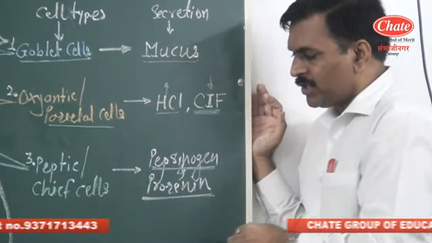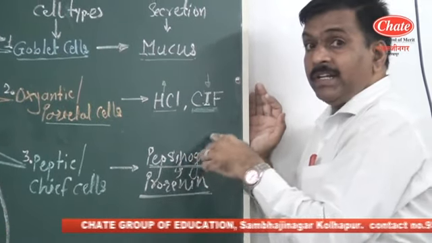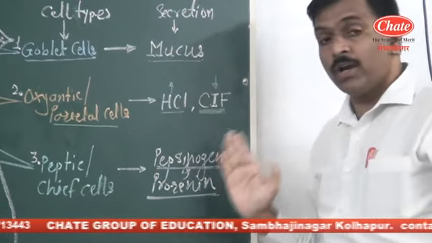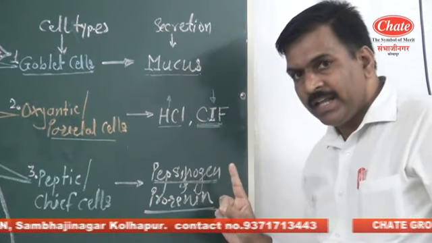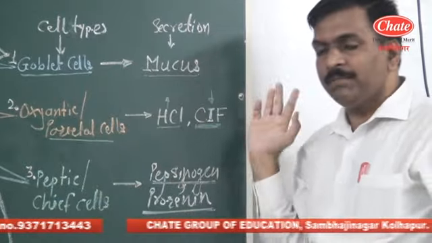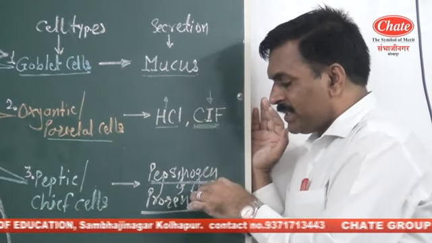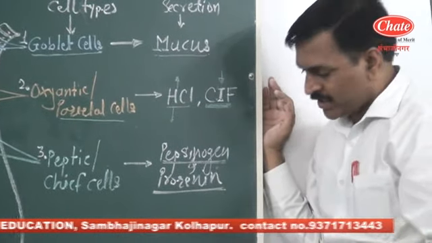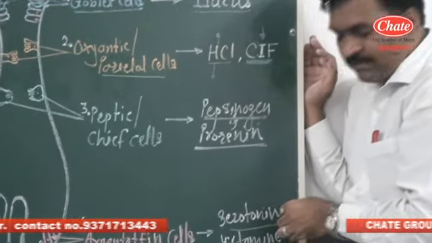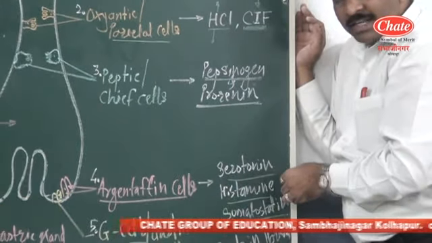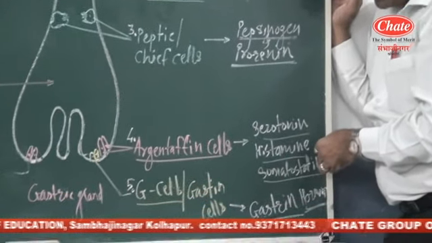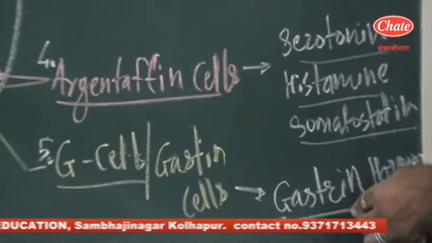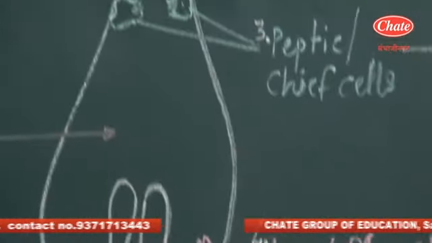Then peptic cells or chief cells secrete the protein digesting inactive enzymes, pepsinogen and prorenin. They are not present in active form. If they were present in active form, they would destroy the cells of the epithelium. That's why they are present in inactive form, and HCl converts them into the active form at the time of digestion. These argentaffin cells work as vasoconstrictors. Histamine is an inflammatory substance, somatostatin is the regulatory substance, while the G cells or gastrin cells secrete the gastrin hormone. These gastrin hormones stimulate the secretion of gastric juice.